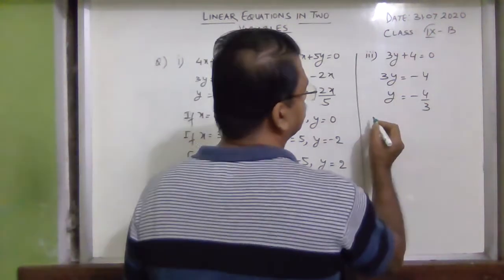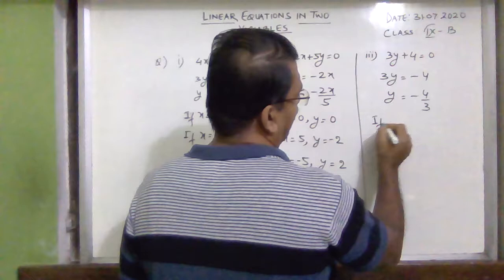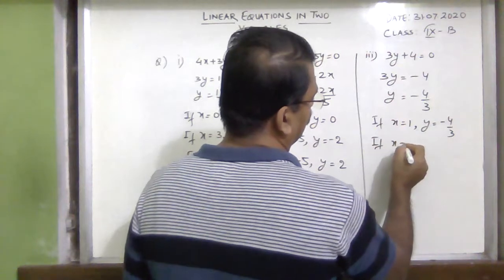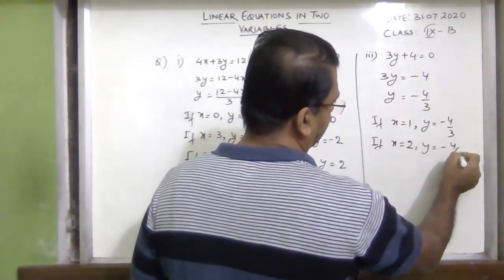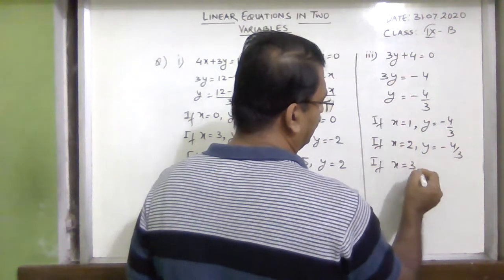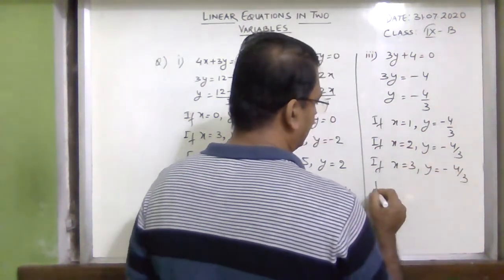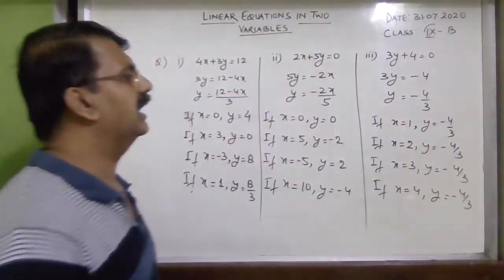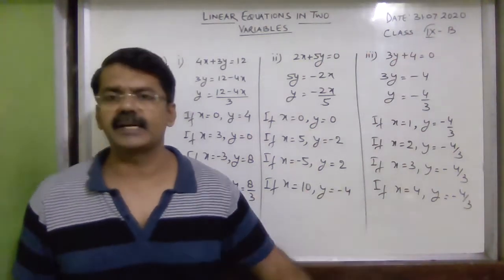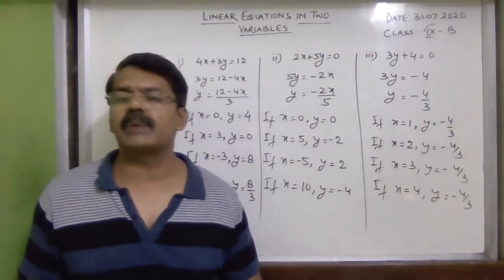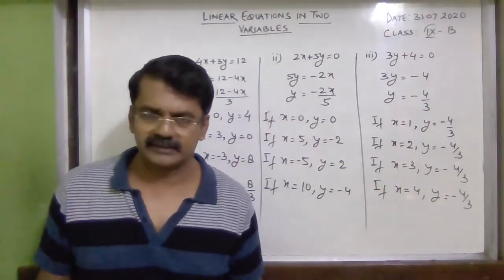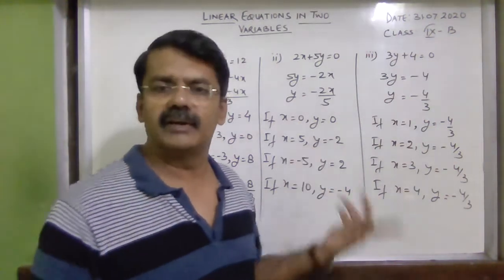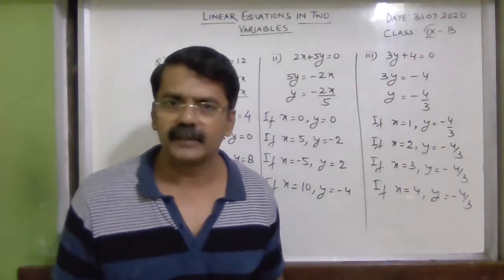So the answers are: if x is equal to 1, y is equal to -4 by 3. If x is equal to 2, y is equal to -4 by 3. If x is equal to 3, y is equal to -4 by 3. If x is equal to 4, y is equal to -4 by 3. So you can see we have written 4 different answers, and as I told you, y is -4 by 3 whatever be the value of x. So we can take any 4 different values of x, and corresponding values of y will remain -4 by 3 always. Clear?